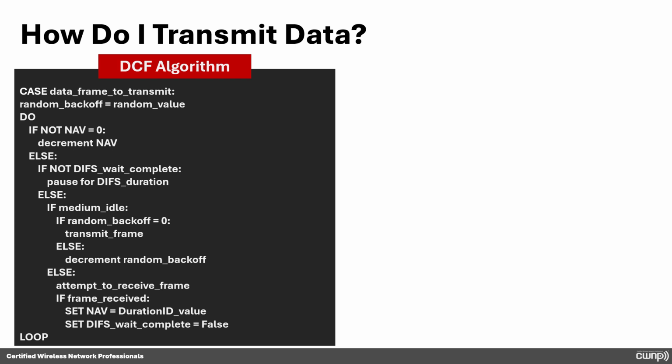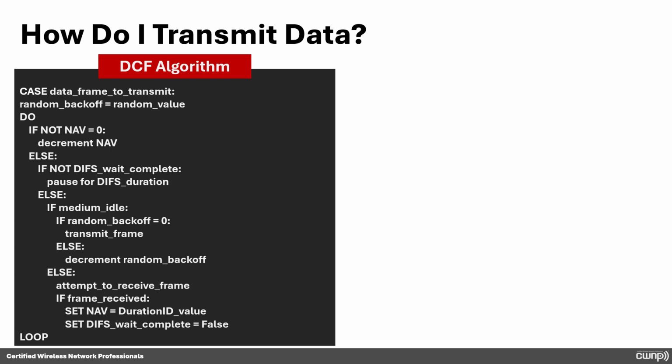And notice that our NAV timer comes in down here when the medium was not idle, as we're looping through this process. When the medium was not idle, we attempt to receive a frame. If we receive it and we can read it, then we can set the NAV value to the duration ID value, so that now our NAV is set. So if we start at the beginning and NAV is not 0, then we're going to decrement the NAV. We're going to reduce it, and otherwise we do all the rest of this. Since it was not equal to 0, we've reduced it and we've looped back around, haven't we? So all we do is keep reducing that NAV until it's 0.